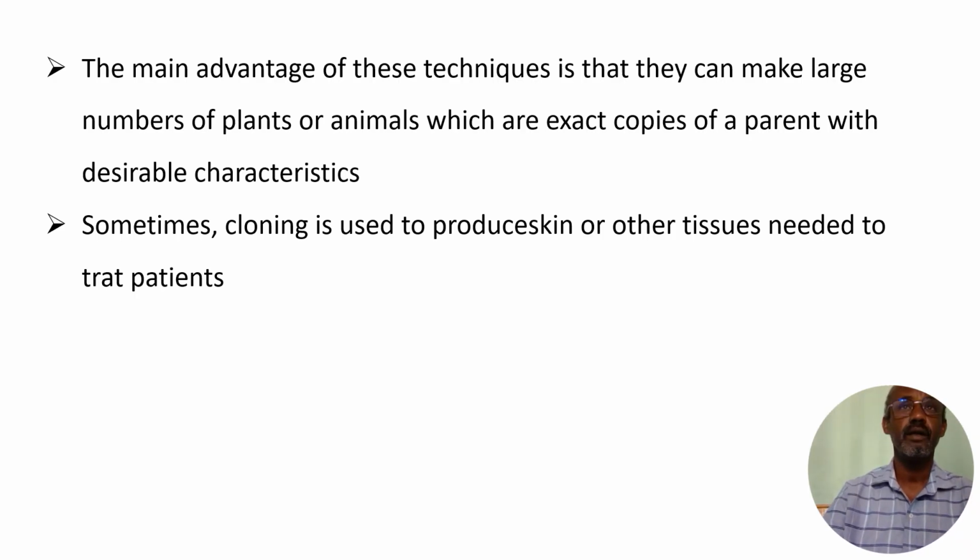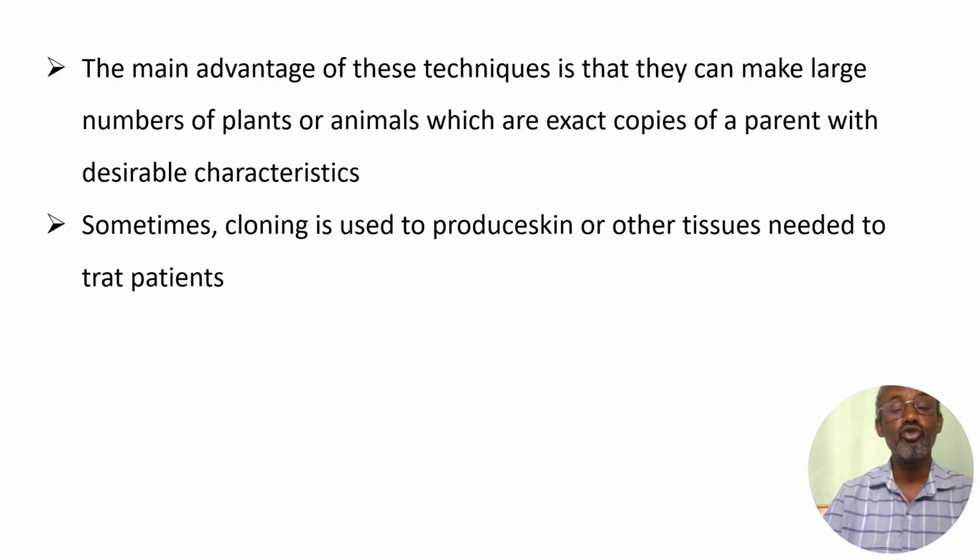If you like a certain animal with the best meat quality, and if you clone it, all the clones will have the best meat quality or best milk production quality. Therefore, this is the benefit of asexual reproduction. You can get the desired character in all the clones that are produced from a single organism by the cloning process.